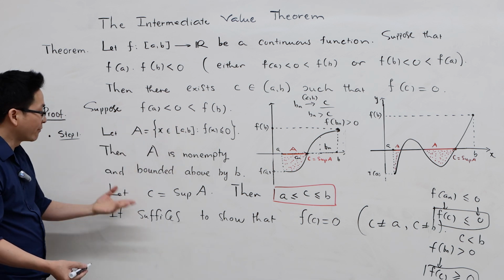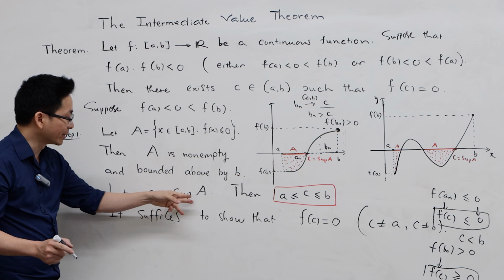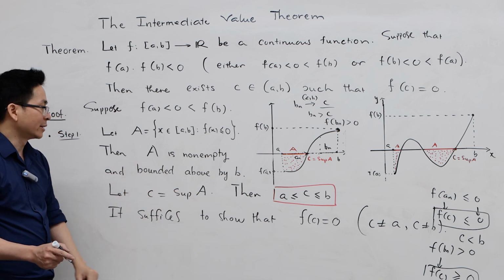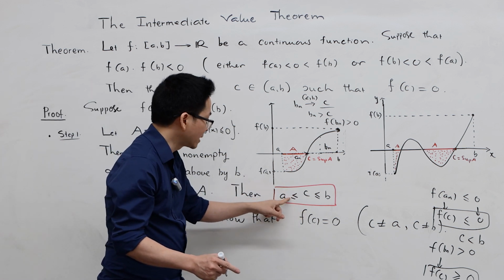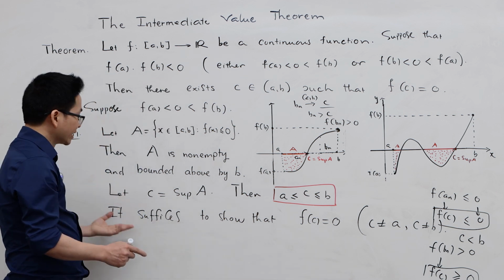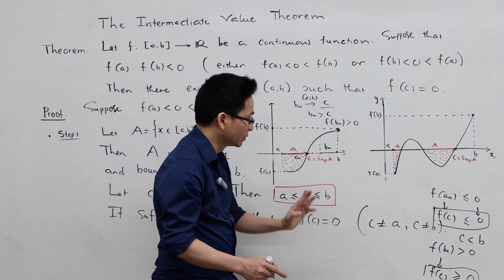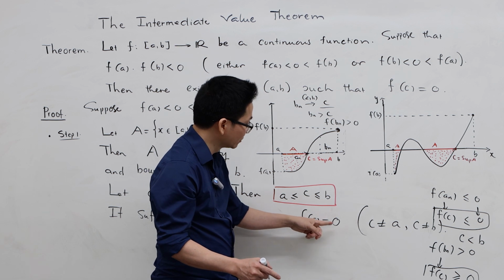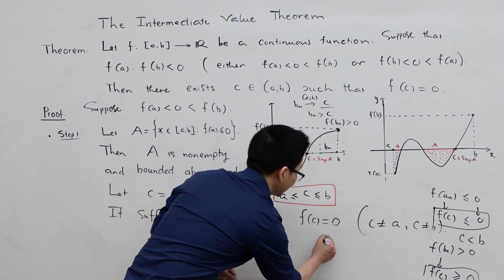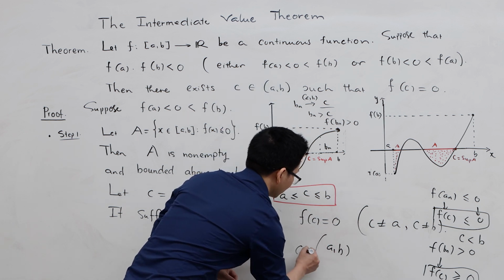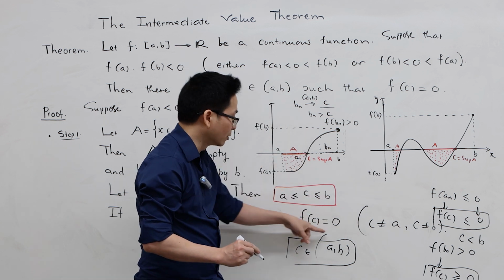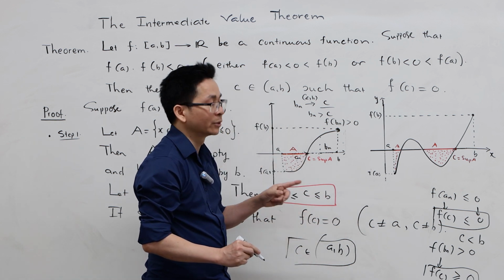Therefore, by the completeness axiom, the supremum of A exists as a real number, and we denote it by C. Then, C is greater than or equal to A and less than or equal to B. Now, it suffices to show that f of C is equal to 0. Because when f of c is equal to 0, it cannot be A and it cannot be B. Therefore, it has to be in the open interval AB. So now our next goal is to show that f of c is equal to 0.